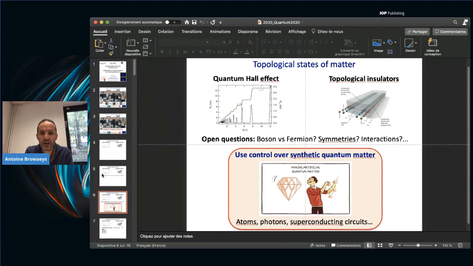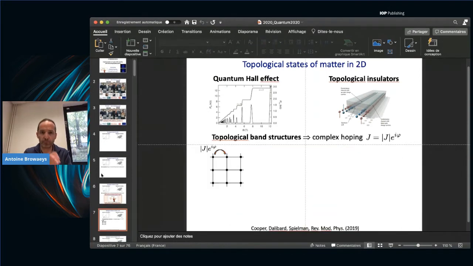So the idea is to use the control we've gained over synthetic quantum matter to engineer a system that is specific to the study of those questions. And you all know that there are many such systems. Atoms, photons, ions, superconducting circuits are examples of such platforms onto which you can explore these questions. More specifically, we would like to tackle the problem of topological states of matter in 2 dimensions.